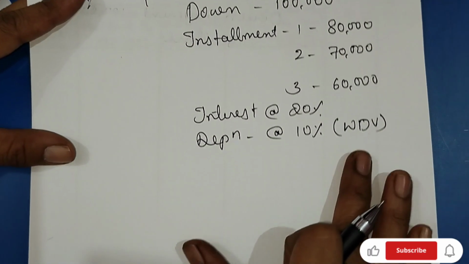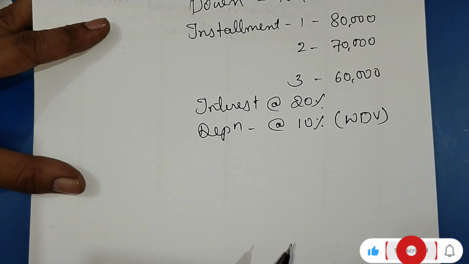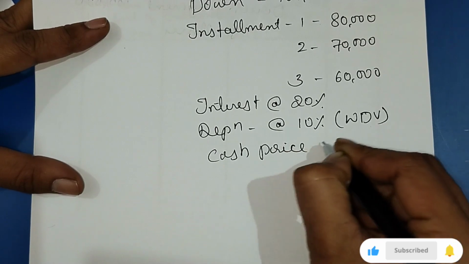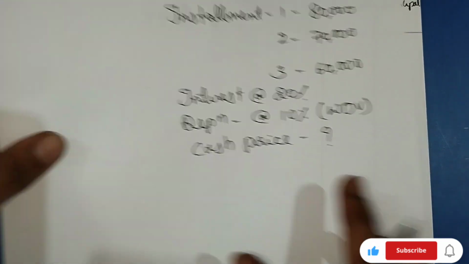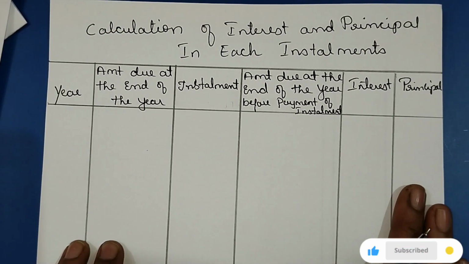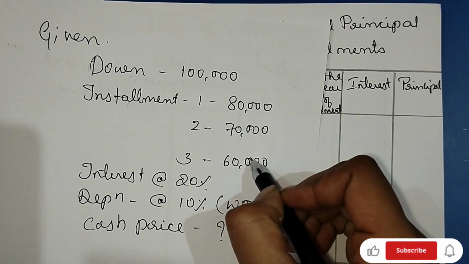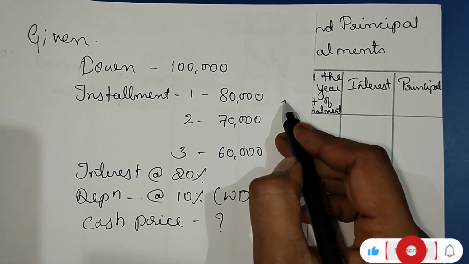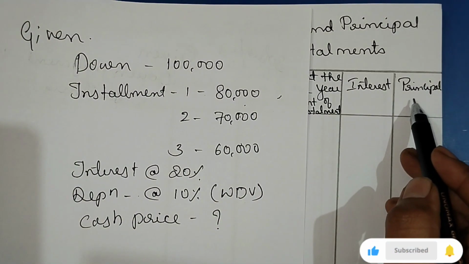Now, to calculate depreciation, we need the cost of the asset. But we don't have the cost of the asset, that is, the cash price of the asset is not given. So we need to find out the cash price of the asset. How can we find it? By using this table. Here, the installment, whatever is given, includes interest also. So if we find out the amount of interest, then we can deduct that interest from the installment amount. It's easy for us to find the principal.